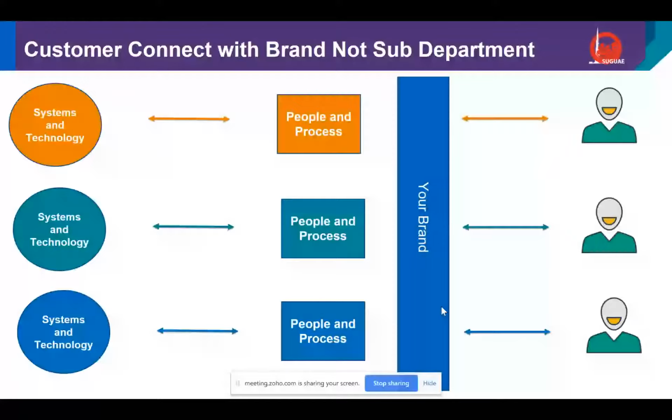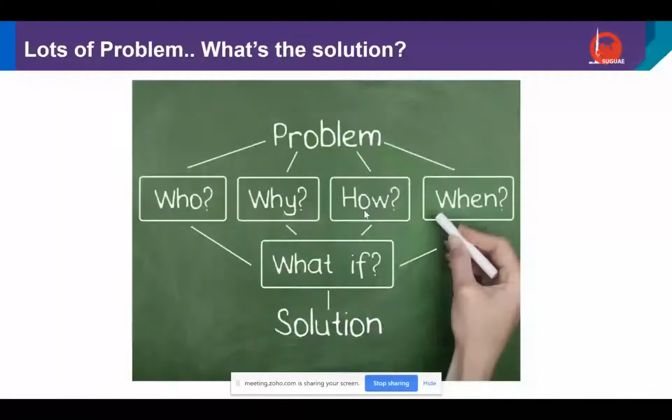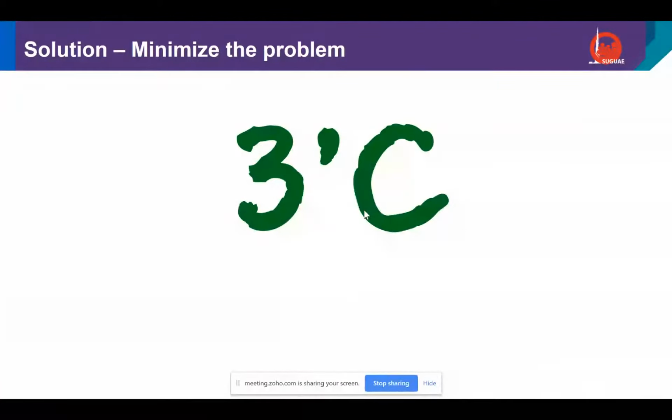Now we talked about a lot of problems here. We talked about what digital transformation is and why it is important, and we saw there are a lot of problems with digital transformation as well. So what is the solution? I'm not providing any complete solution here, but yes, we can minimize the problem. The solution is very simple: centralized customer communication.